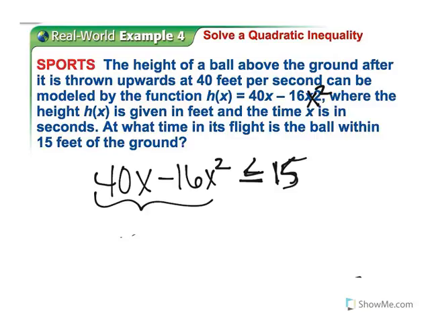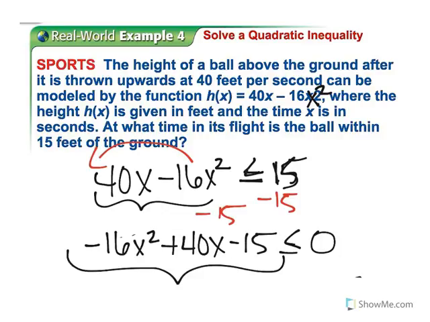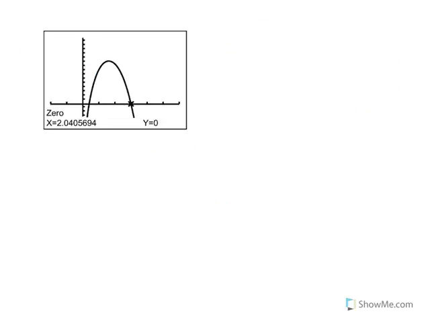We're going to subtract the 15 from both sides, and I'm going to rearrange this to where we have our x squared term first, to where we get negative 16x squared plus 40x minus 15 is less than 0. So now that you had a little bit of practice of plugging this into your calculator, now you're going to plug this function into your calculator, and you should get a graph like this.